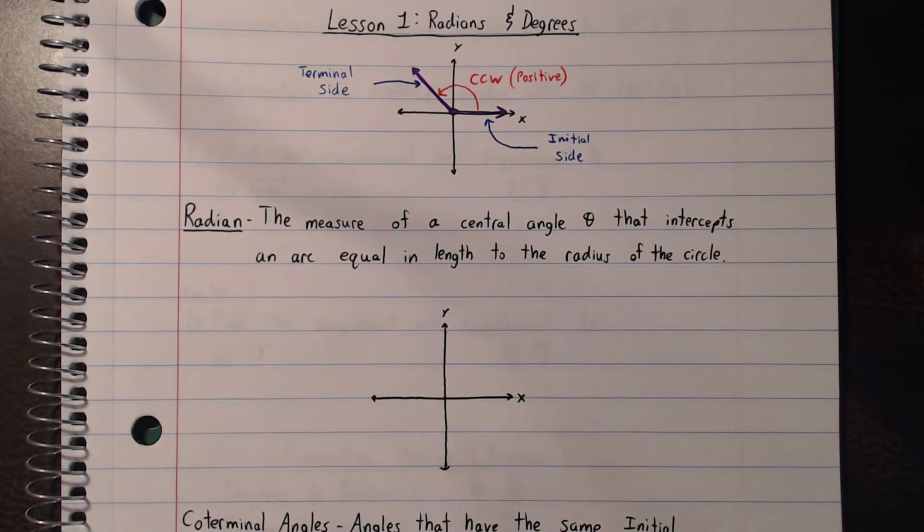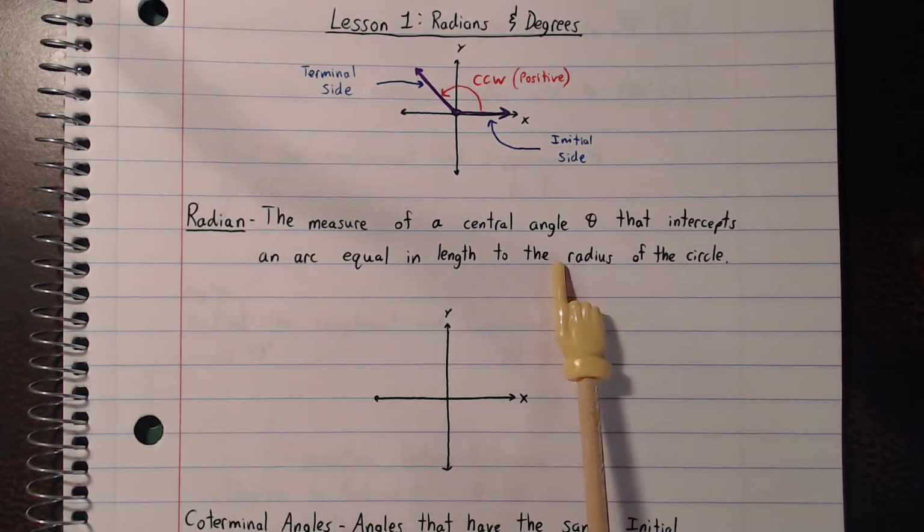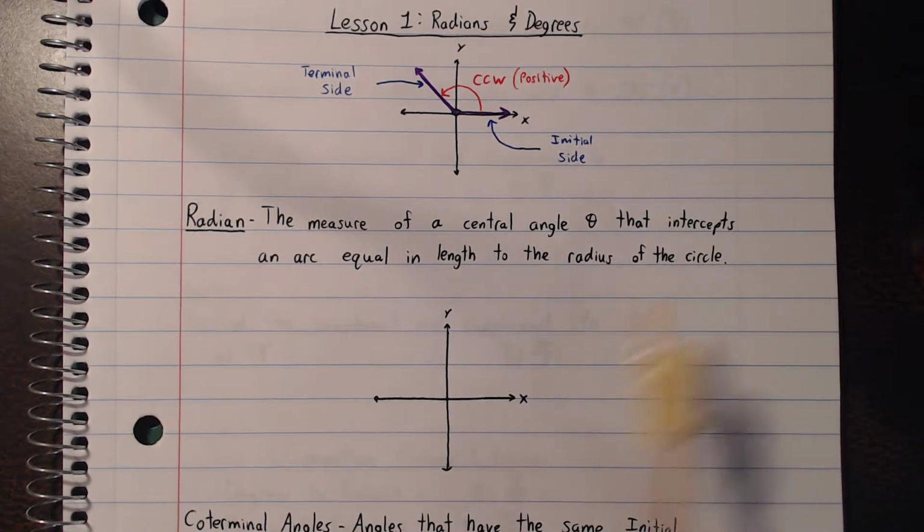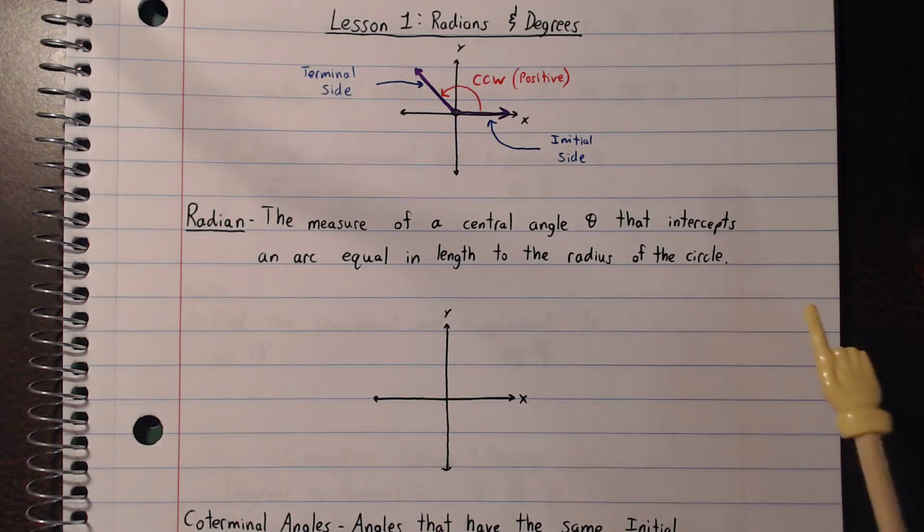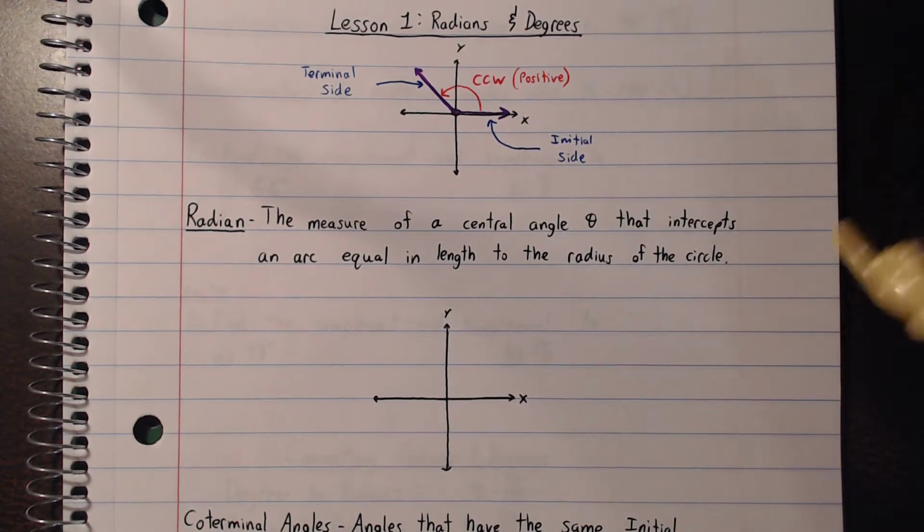A radian is the measure of a central angle theta that intercepts an arc equal in length to the radius. Okay, and we'll show you what a picture of that is in a moment. But we need to know a couple of things real quick.